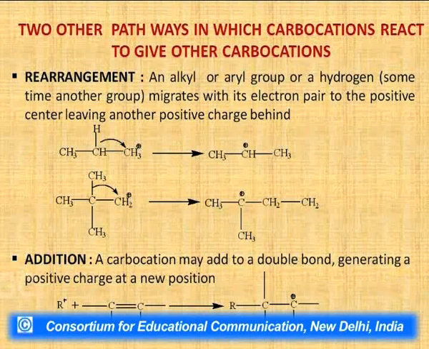Two other pathways, in which the carbocation reacts to give other carbocations, are rearrangement and addition. In rearrangement, an alkyl or aryl group or a hydrogen migrates with its electron pair to the positive center, leaving another positive charge behind. You can see in the reaction that a primary carbocation rearranges to a secondary carbocation with the hydrogen shift. Addition: a carbocation may add to a double bond, generating a positive charge at a new position.